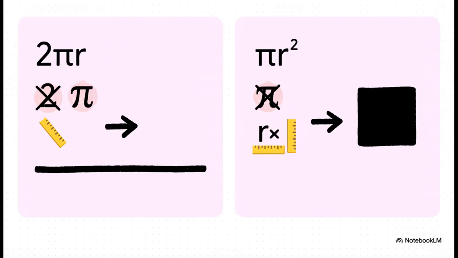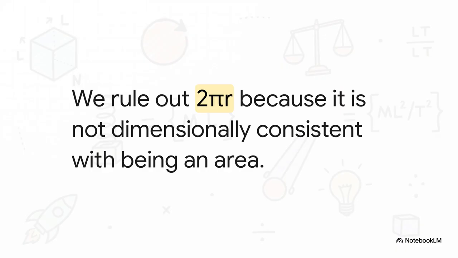That means the dimension of 2 pi r is just L. Now look at the right, pi r squared. Again, pi is just a number, the radius r is a length, L, and we're squaring it, so we get L squared. Bingo.